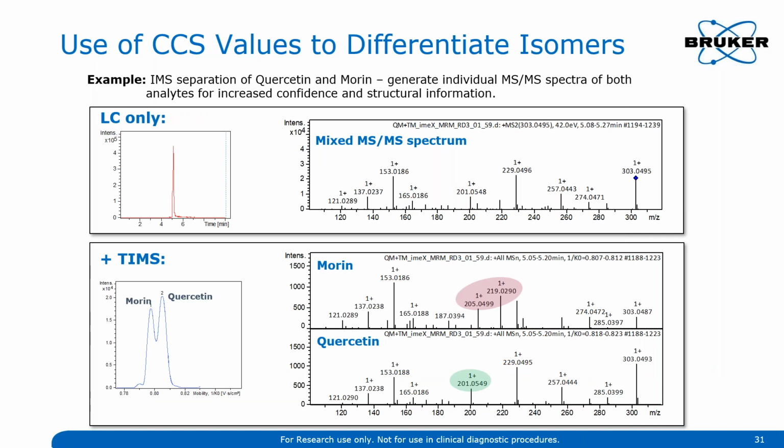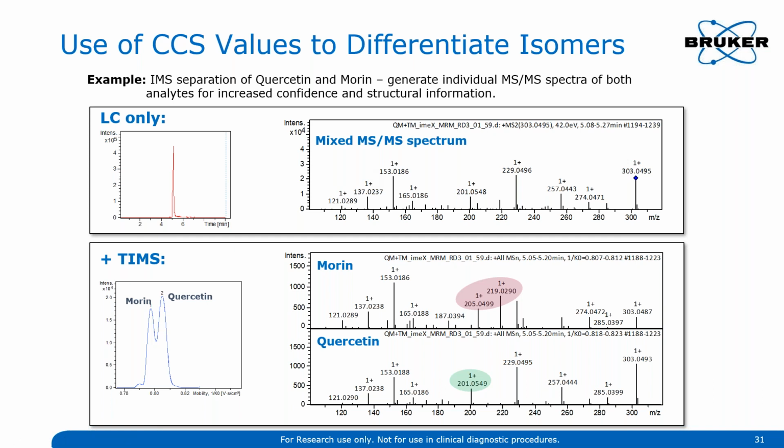So here is a real example that shows the practical value of using ion mobility separation. We have a mixture of two isomeric compounds, quercetin and morin. Both of them are just food supplements. So these two compounds coelute and produce a single chromatographic peak that we can see right here. Worse yet, they both produce very similar fragment ions. So from the mixed MS/MS spectrum, right here, it is impossible to say if we have one or another or both of them together.